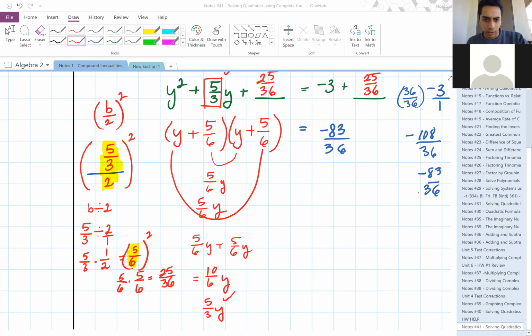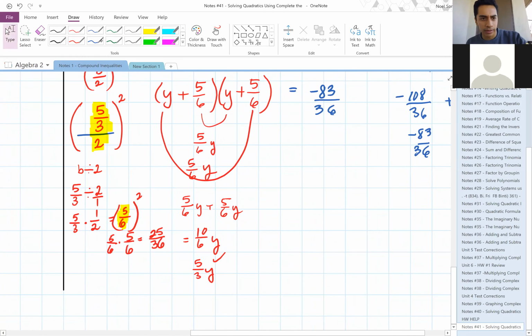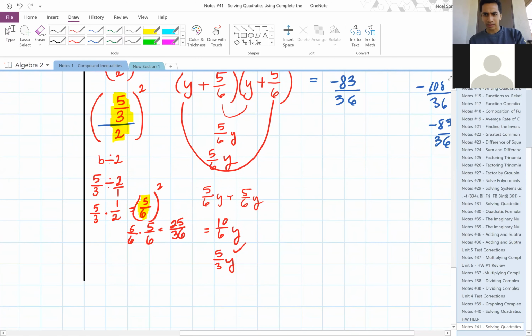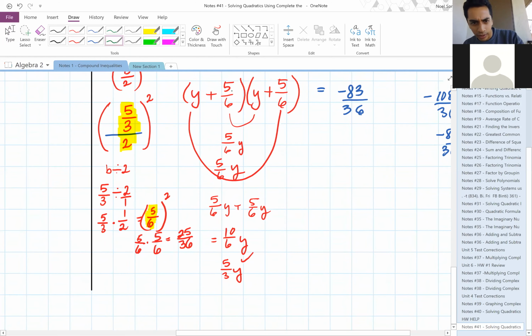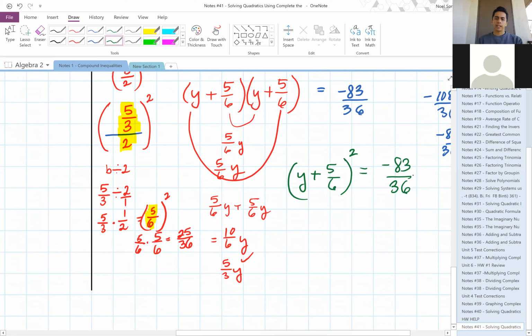All right. Okay, so once we have it factored, we can go ahead and rewrite this. We can apply square root and we can finish. Okay, you can see why I left this problem till the end, because it's kind of ugly, right? All right, so now we can say this ends up being y plus 5 over 6 to the power of 2. That's equal to negative 83 over 36. Okay, all right, now we're ready to square root both sides, and we can clean this up.